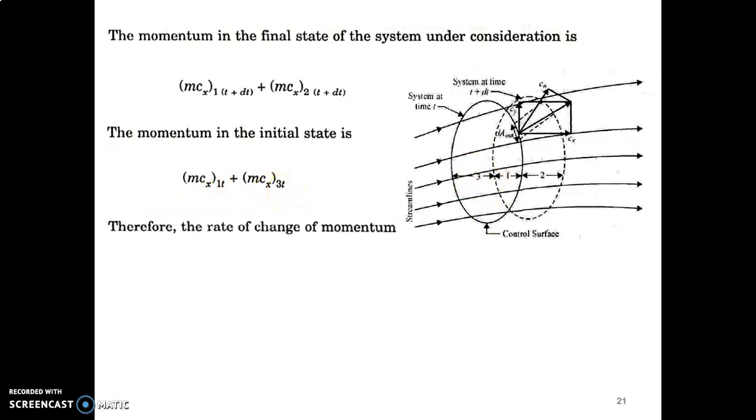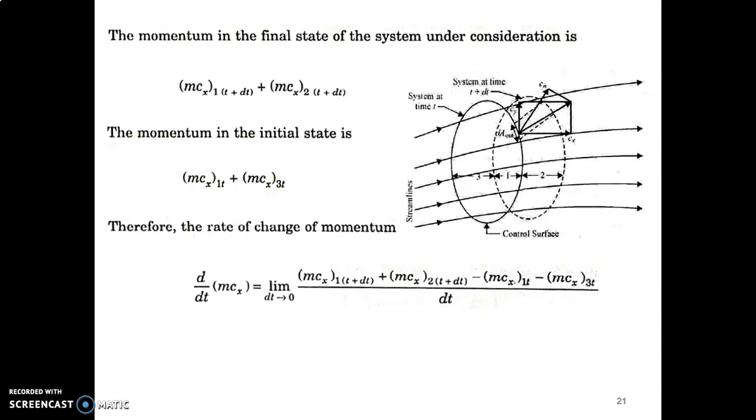Therefore, the rate of change of momentum. For getting the rate of change of momentum, we need to consider the final momentum minus the initial momentum, and we have to find the rate of it, and we have to apply the limit also. Therefore, d by dt of m Cx is the total rate of change of momentum. That can be written like this. On the right hand side, we take the limit dt tends to 0, and the rate of change is given like this.